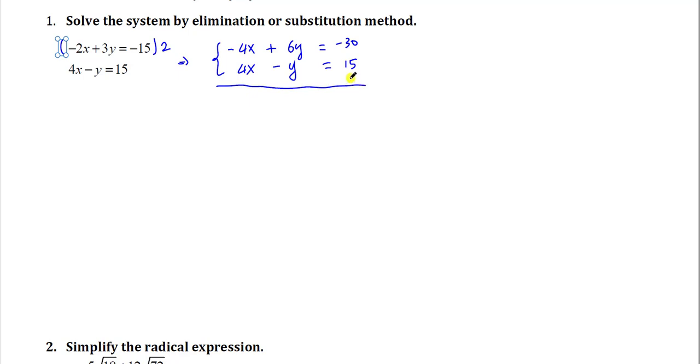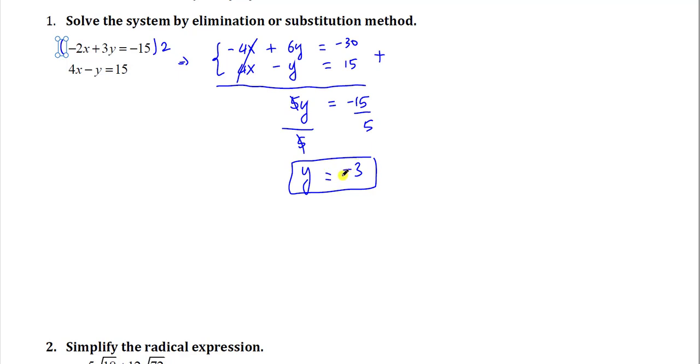So I go ahead and add the two equations together. Minus 4x plus 4x becomes 0x. 6y plus minus y, the same thing as 6y minus y, is 5y. And minus 30 plus 15 is minus 15. Now you just have the y term, which you can solve for by dividing both sides by 5. So y equals minus 15 divided by 5, that is minus 3.